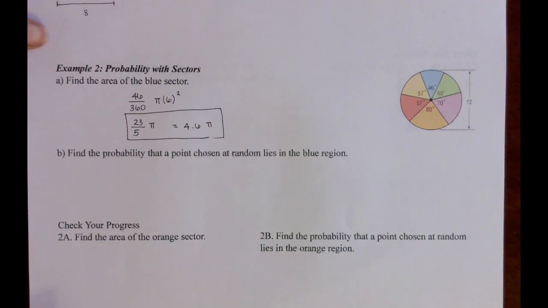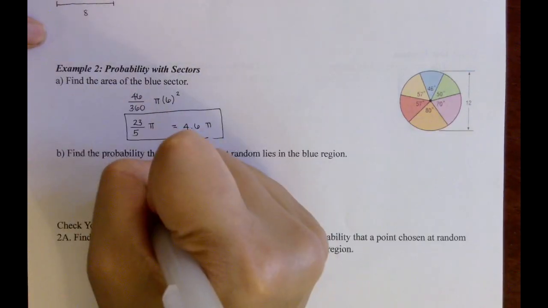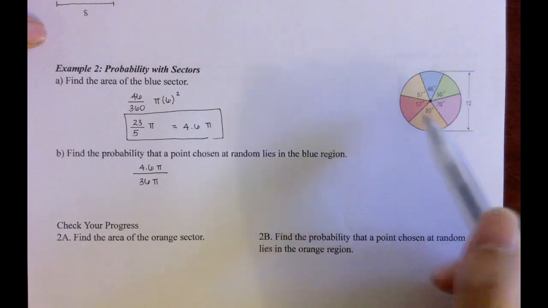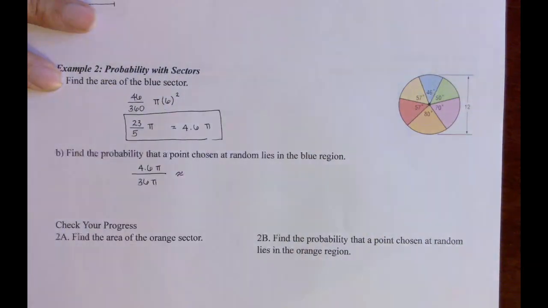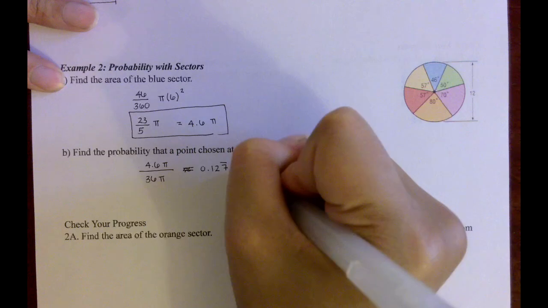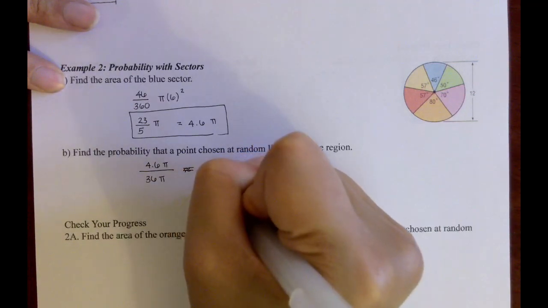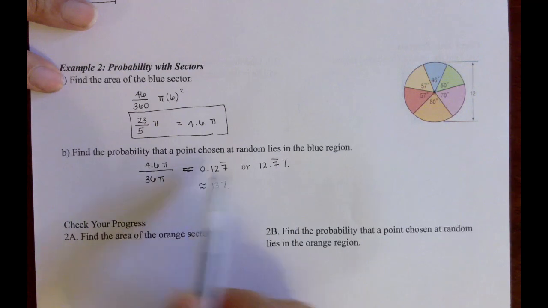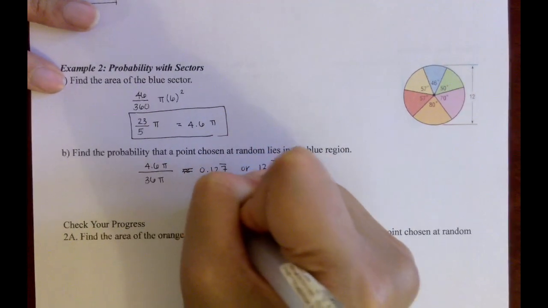Find the probability that a point chosen at random lies in this region. So that means it's that 4.6 pi, what we want, over the whole area, which we know is 36 pi, because pi r squared, radius is 6. The pi and the pi cancel out, so really it's just 4.6 divided by 36. That is approximately 0.12 with the 7 repeating, or 12.7 repeating percent, or your book approximated that to about 13%. So written as a decimal, written as a fraction, and then this is the rounded answer. I should put it in 0.13.